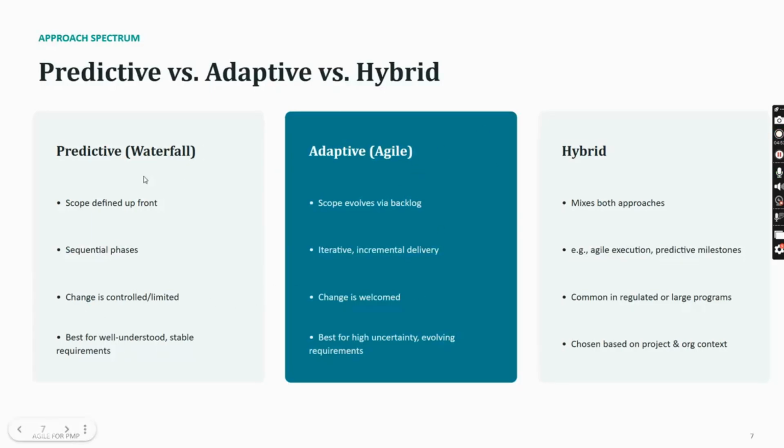This is what predictive versus adaptive versus hybrid goes on. Predictive: scope defined upfront, sequential phases, changes controlled and limited, best for well understood, stable requirements. Adaptive: scope evolves via backlog, iterative, incremental delivery, change is welcome, best for high uncertainty and evolving requirements. Hybrid, on the other hand, mixes both of them, agile execution and predictive milestones, common in regulated or large programs, chosen based on project and organization context.